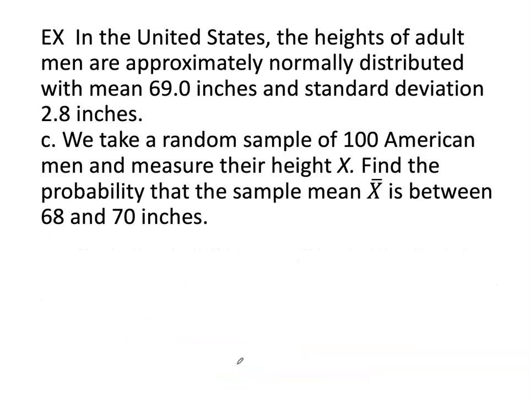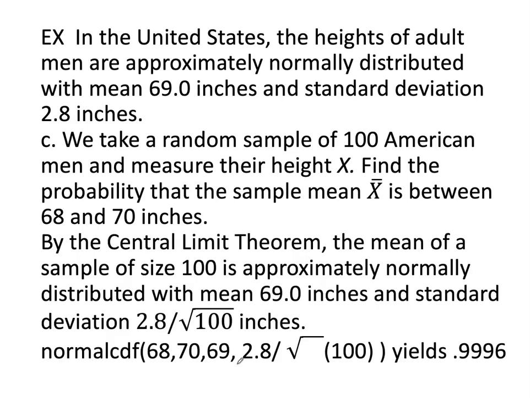Okay, now let's take a random sample of 100 American men and measure their height x. Find the probability that the sample mean x bar is between 68 and 70 inches. Same story by the central limit theorem. The mean of a sample of size 100 is approximately normally distributed with mean 69 inches and standard deviation 2.8 divided by square root of 100 inches. So we would enter normal CDF, 68, 70, 69, just as before, except this time the standard deviation of x bar is 2.8 divided by the square root of 100, and that yields 0.9996.